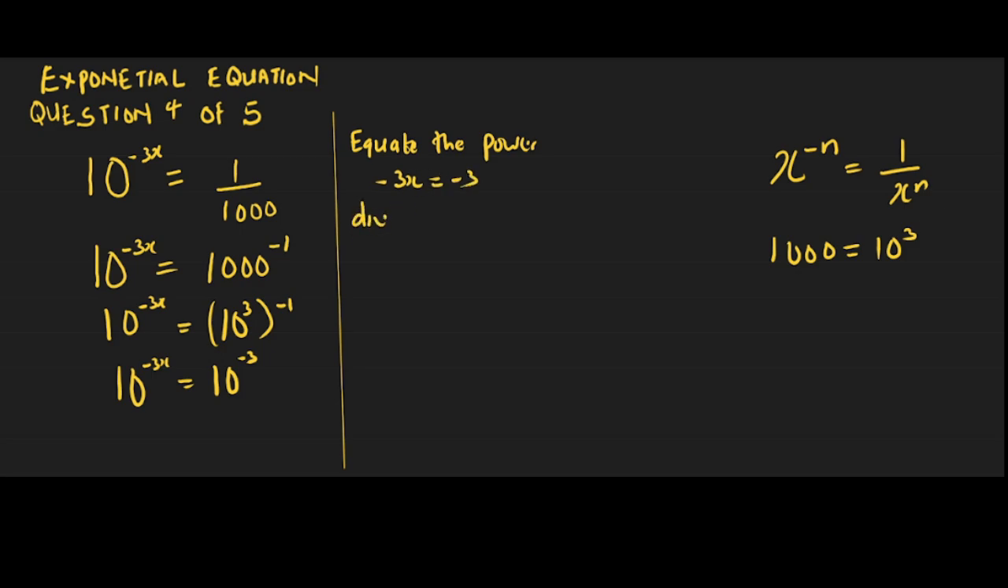We divide both sides by minus 3. Then we have minus 3x over minus 3 is equal to minus 3 over minus 3. Minus 3 will cancel out minus 3, we are left with x. Then minus cancels minus, 3 cancels 3, we have 1. Then we have x is equal to 1.